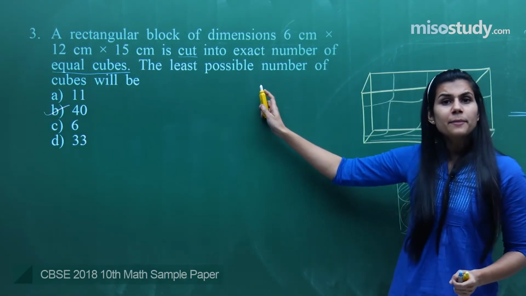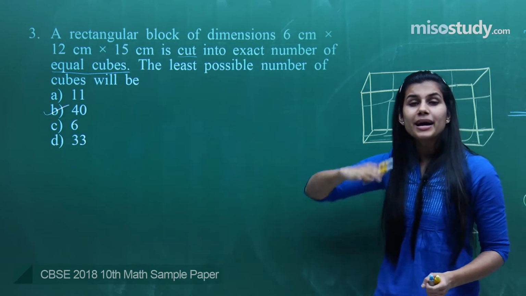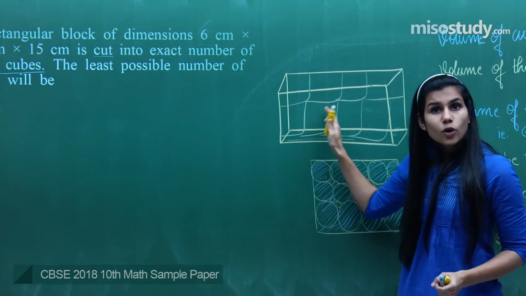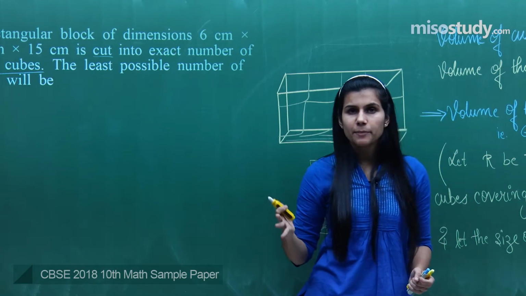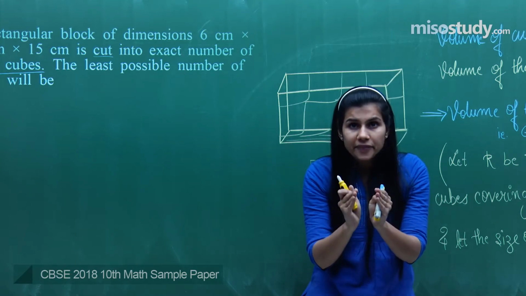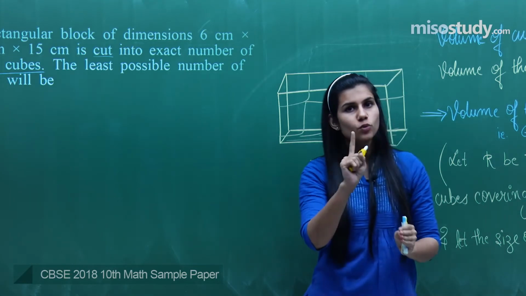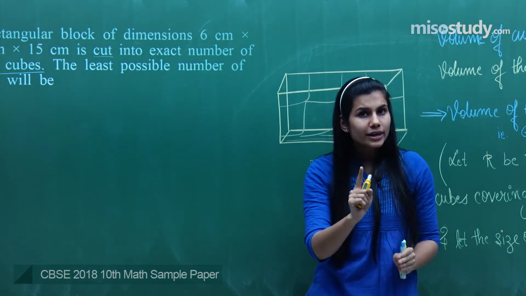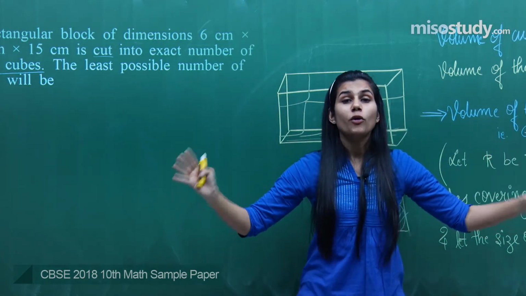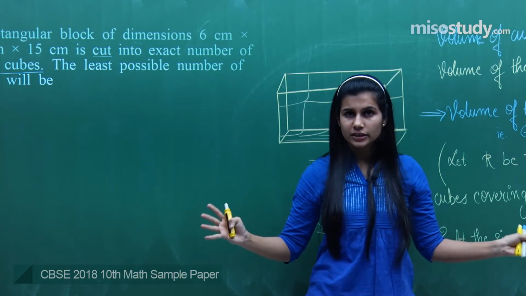If the question had asked for the maximum number of cubes required to cover the cuboid, you would have said 1080 is the maximum number of cubes required, because the least length which I can give to the side is 1 centimeter. So with the least length of the cube, I am going to get the maximum number of cubes to cover the cuboid.